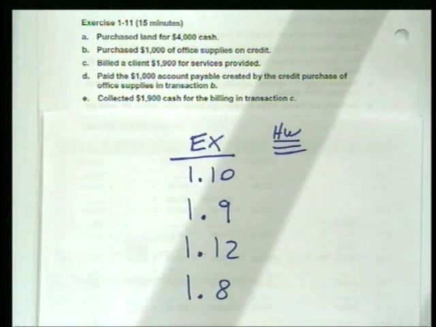Make sure you're doing your homework, folks. This transactional analysis and being able to do it properly is a very, very important skill that we need to make sure we feel good about before we move on to the next step.